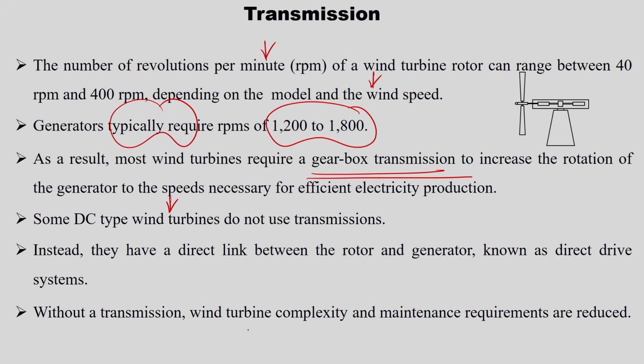Some DC type wind turbines also exist which do not use transmission boxes. Instead, they have a direct link between the rotor and generator, known as direct drive systems. Without a transmission, wind turbine complexity and maintenance requirements are reduced. In that way, DC type wind turbines are good, but what power we require is probably AC, so then there should be a converter as well.